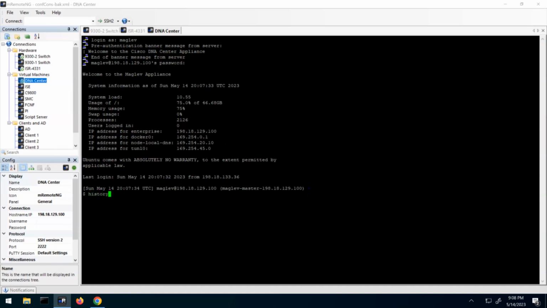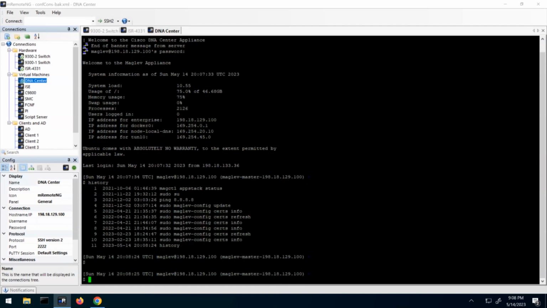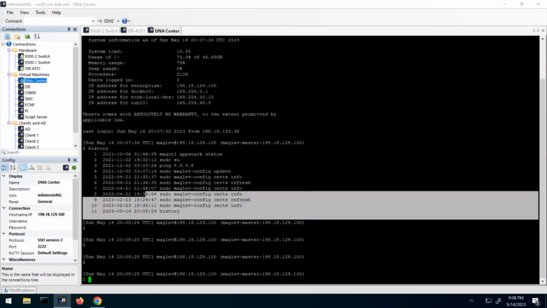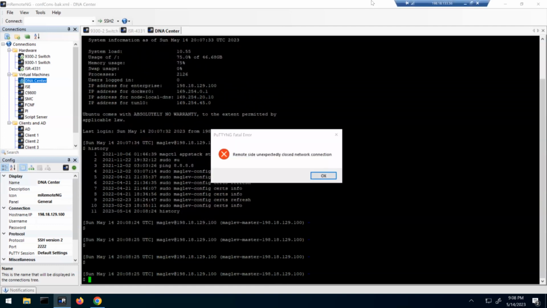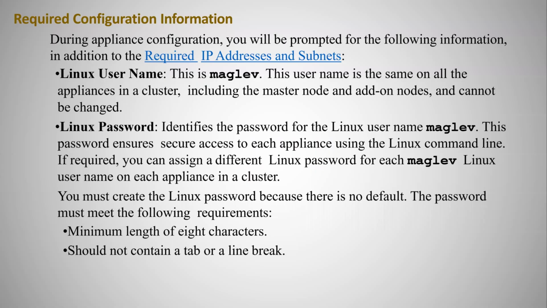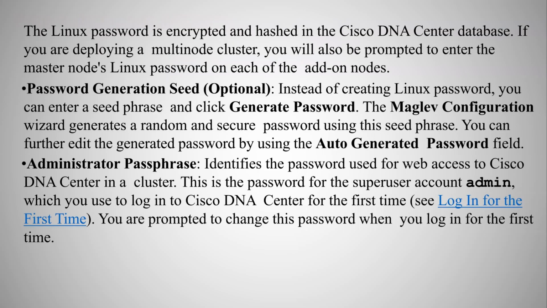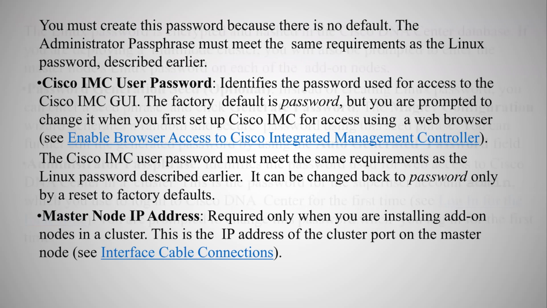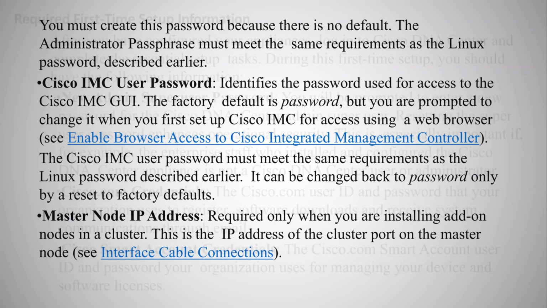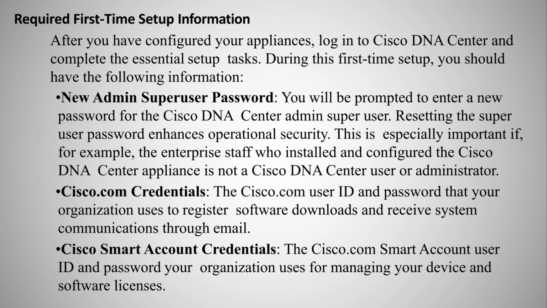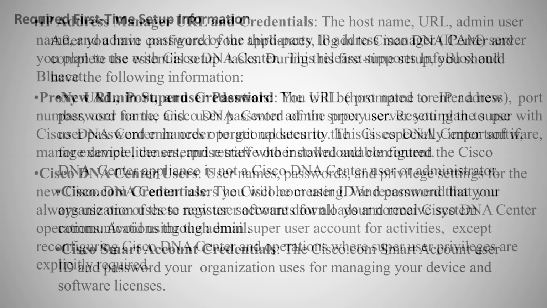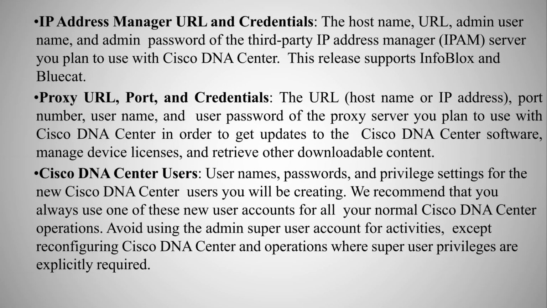There are so many CLI commands that you have in this Maglev that you can go and run. Okay, so let's go back. Maglev, we should put a strong password to Maglev, and it has a password specification and all. We should have a proper password for the SIMC as well, admin and super admin. And later on, we will see the DNA users and DNA password as well, how we can go and create those things.